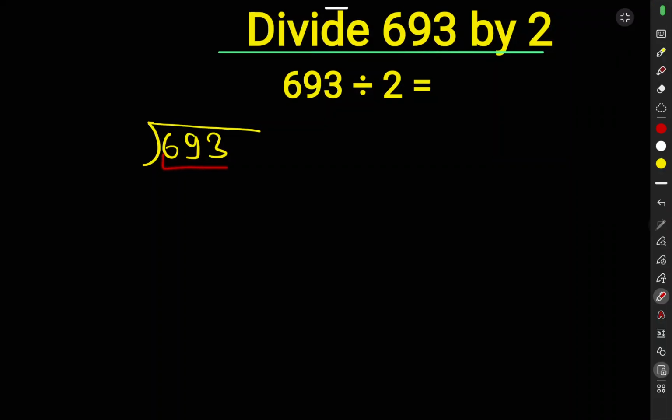Divide 693 by 2 in long division method.